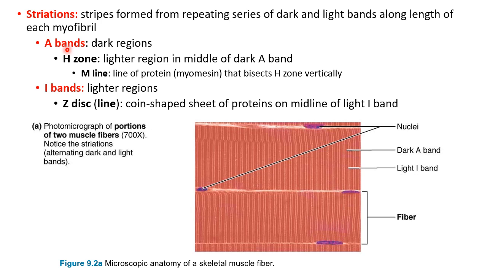So let's see here. If you look at your A bands, inside of the A bands you're going to find the H zone, okay? And you're also going to have the M line.